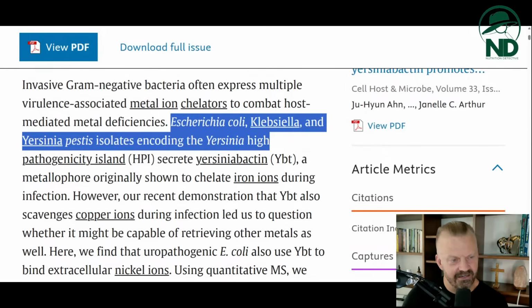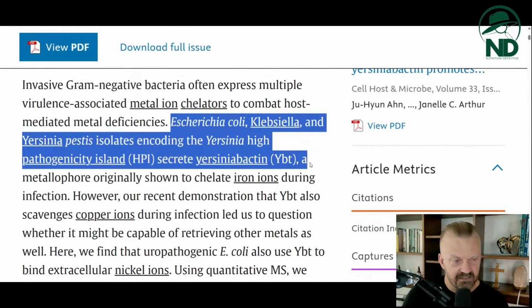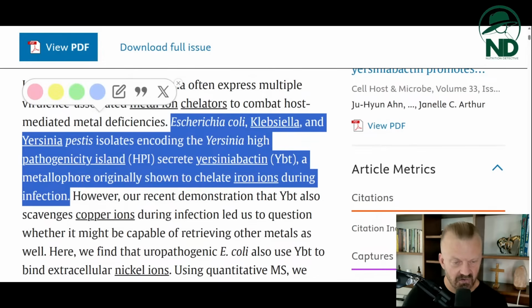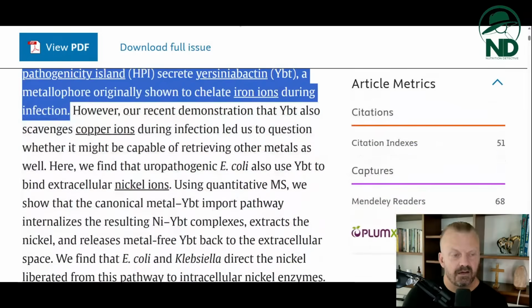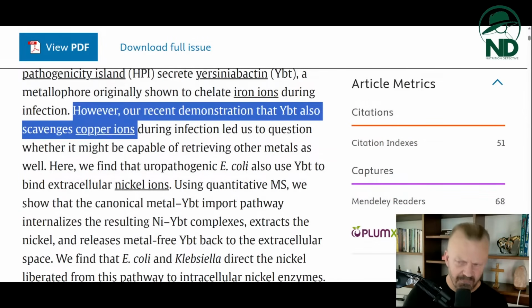Isolates encoding the Yersinia high pathogenicity island secrete Yersiniabactin, YBT, a metallophore as it loves metals, originally shown to chelate iron ions during infection. So it grabbed onto iron ions. So the pathogens wanted more iron. Again, this is why we don't want an excess of iron in our system. However, our recent demonstration that YBT also scavenges copper ions.